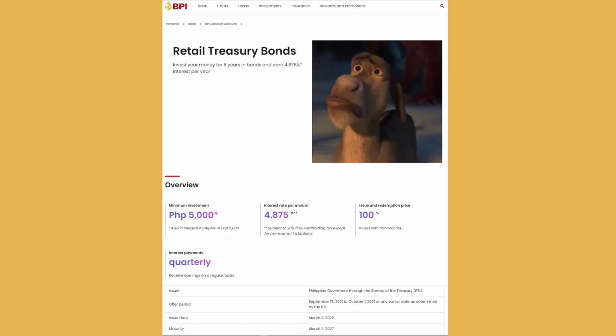Here's another example of an RTB or Retail Treasury Bond, which is endorsed by BPI. You can see here that they have a brief overview of the minimum investment, interest rate per annum, issue and redemption price. Of course, the interest payments are made quarterly.